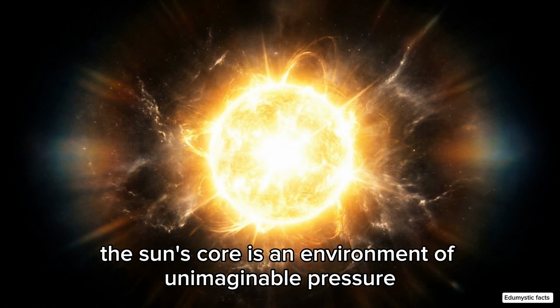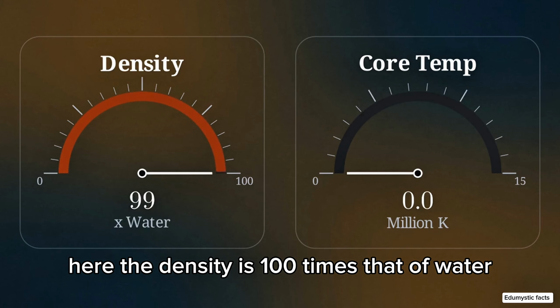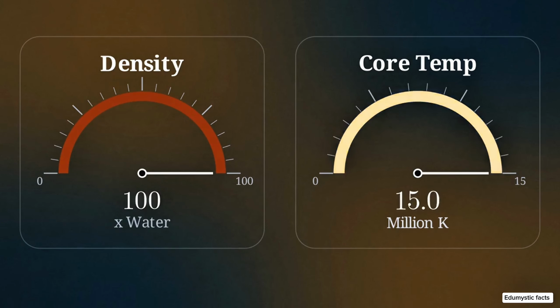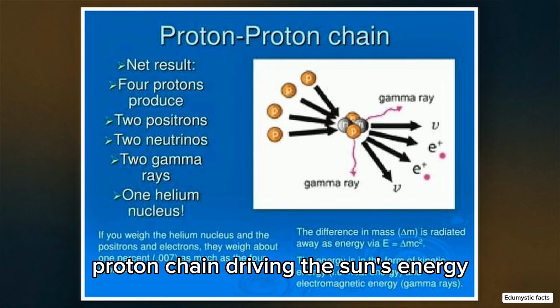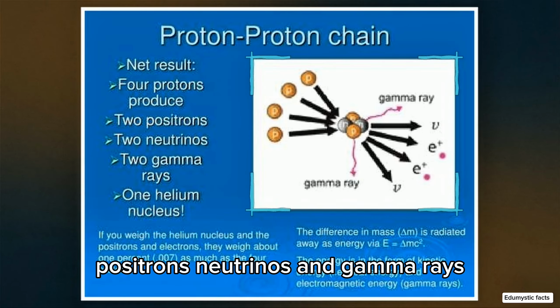The sun's core is an environment of unimaginable pressure. Here, the density is 100 times that of water, and the temperature reaches at least 15 million Kelvin. This diagram illustrates the proton-proton chain driving the sun's energy. 4 hydrogen nuclei are crushed to produce a single helium nucleus, positrons, neutrinos, and gamma rays.